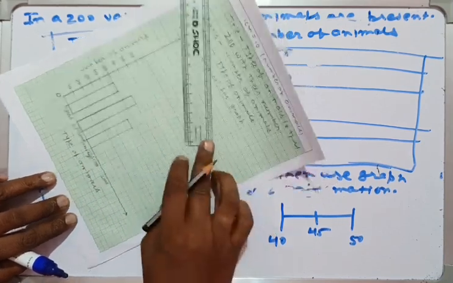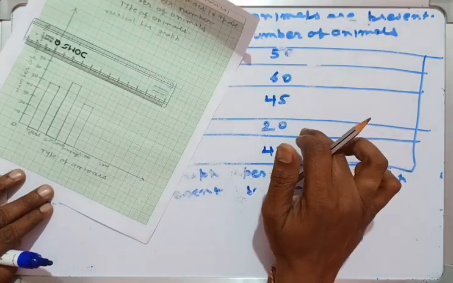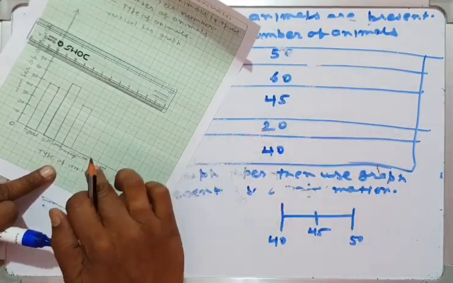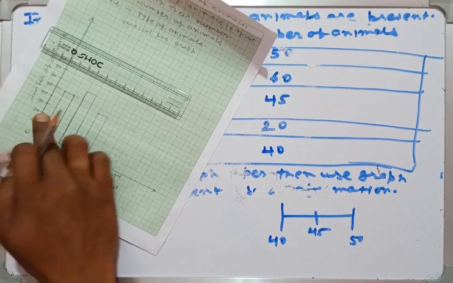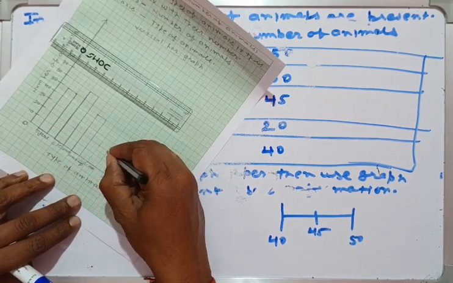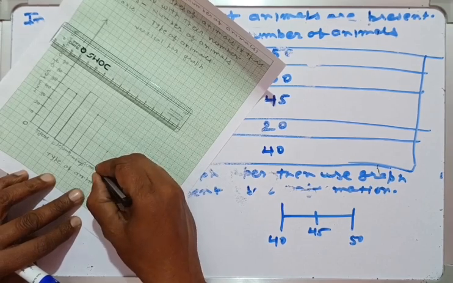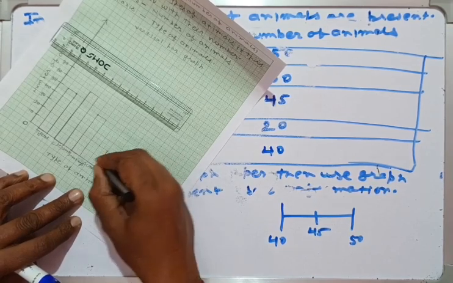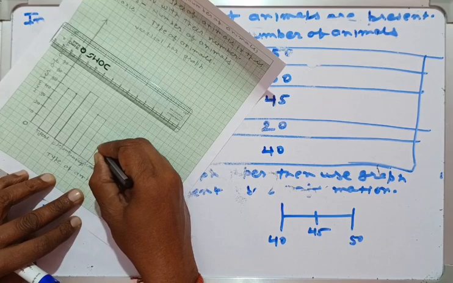Okay, now the next one is 20. 20 is what? Cows. So you go here to 20. First of all, I put 2 dots. Okay, and now see this vertical line.